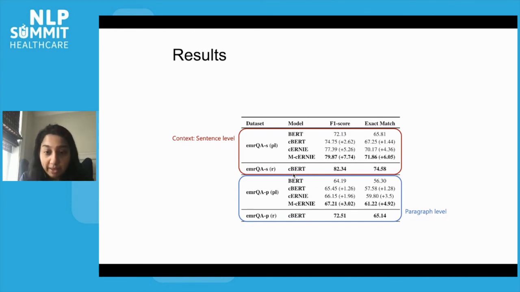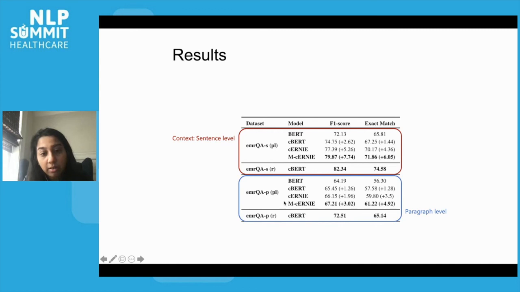Now, we ran several experiments, both at a passage level, where the context is a passage, as well as at a sentence level, where the context is a sentence. We also tried this on both random splits as well as paraphrase-level splits of the data. And we observe that in each case, we see superior performance, where in our paraphrase-level split, our multitask clinicalERNIE gives us an F1 score of close to 79.8%, which is a big jump over the baseline, which is BERT.